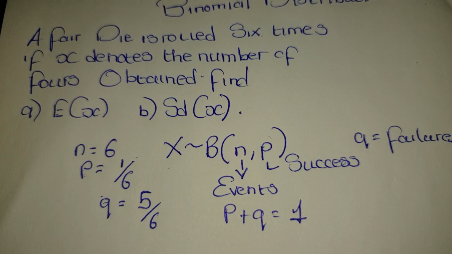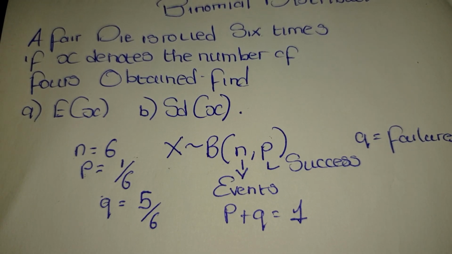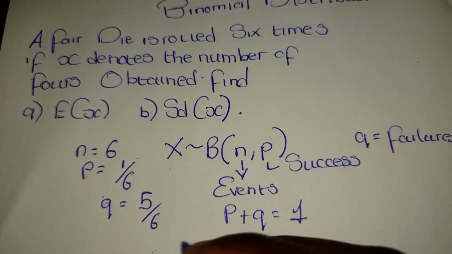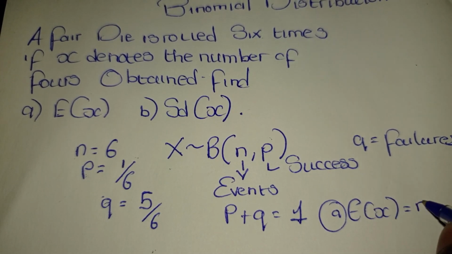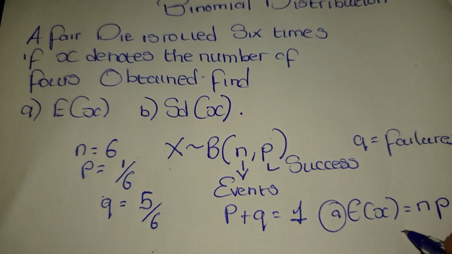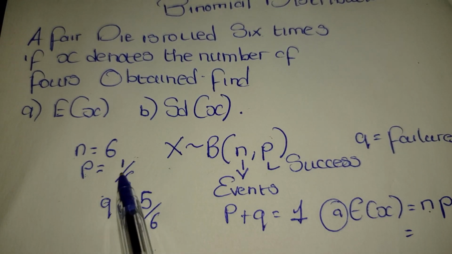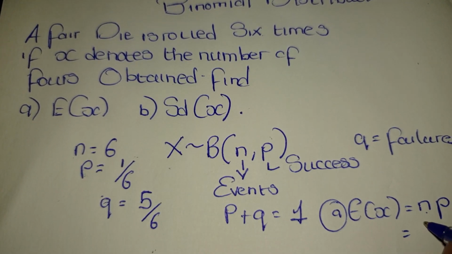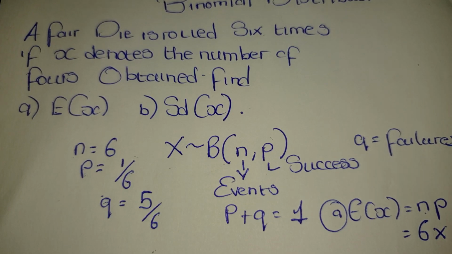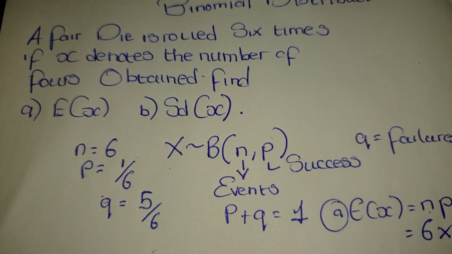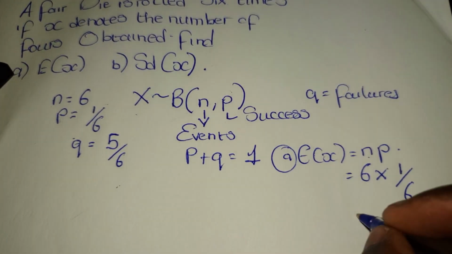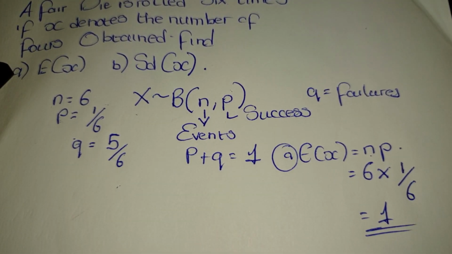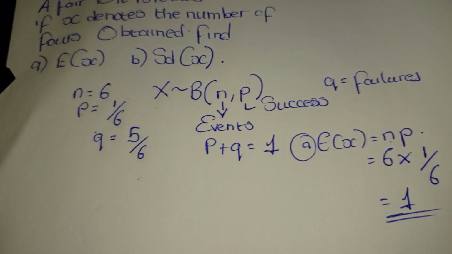Remember, they want the expected value of X. So in this case, the expected value of X is found as N times P, where N is the number of events which were there, which is 6, times the probability of success, which is 1 over 6. So if you were to multiply, you will get your answer to be 1. So 1 is the expected value of X.